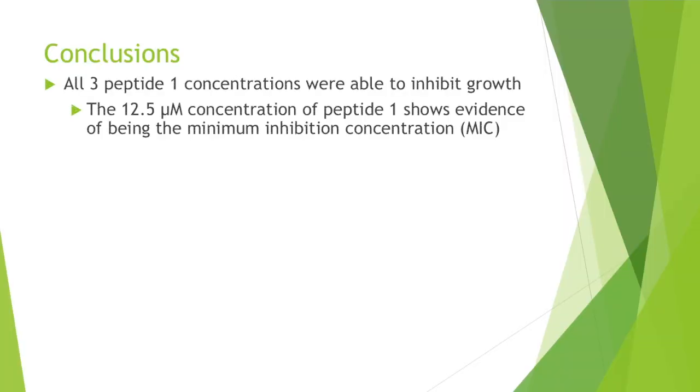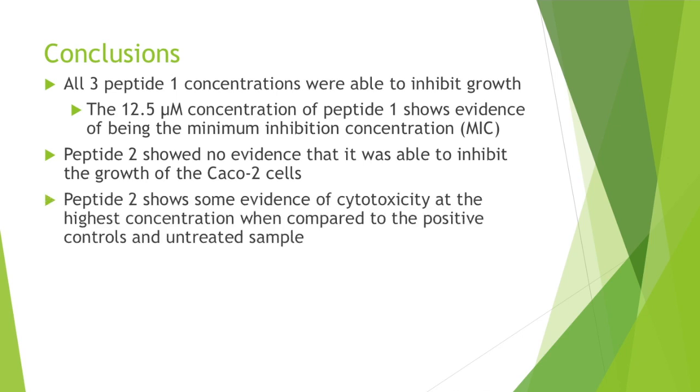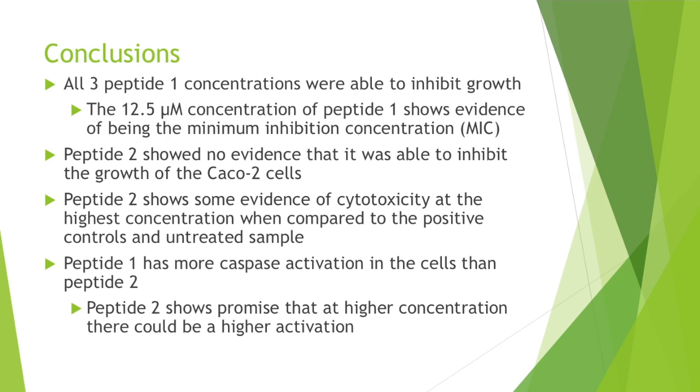So the conclusions of the study found that all three peptide 1 concentrations were able to inhibit cellular growth. Peptide 2 showed no evidence that it was able to inhibit the growth of the CACO2 cells. However, peptide 2 does show some evidence of cytotoxicity at the highest concentration when compared to positive controls and untreated samples. Peptide 1 has more caspase activation in the cells than peptide 2. Peptide 2, however, shows promise at a higher concentration; the activation could be higher.